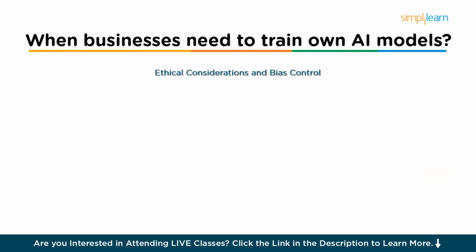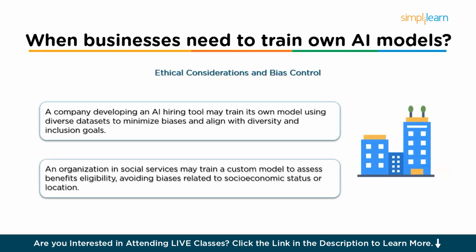And finally, it can be used for ethical considerations and bias control. So businesses aiming to ensure fairness and minimize bias in AI models may prefer to train their own models to have more control over data and algorithms. So, for example, a company developing an AI tool for hiring might need to train their own model to ensure that it minimizes gender, racial, and other biases in recruitment. Also, an organization working in social service may want to train a custom model to assess eligibility for benefits, ensuring that the model is free from biases.